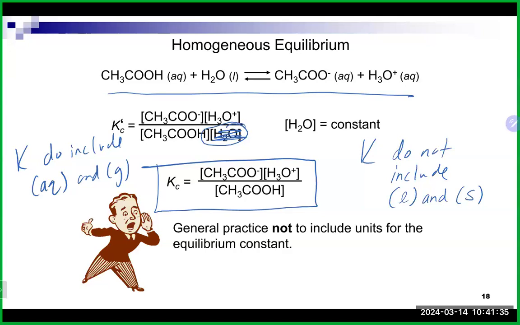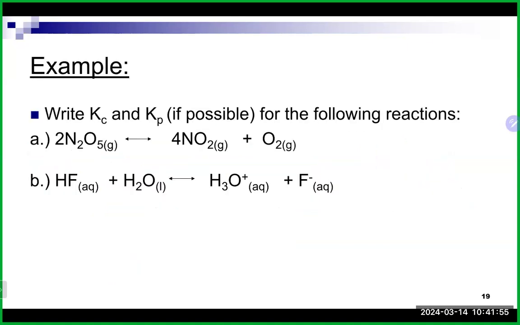And as I mentioned earlier, it's just going to be a number that you're going to get, no units, because really the units don't always cancel out nicely. So we usually just leave the units off of the equilibrium constant. All right, so basically aqueous and gas things go in, anything liquid or solid goes out and stays out. So why don't you take a moment here, write the Kc and Kp expressions for each of these if possible.